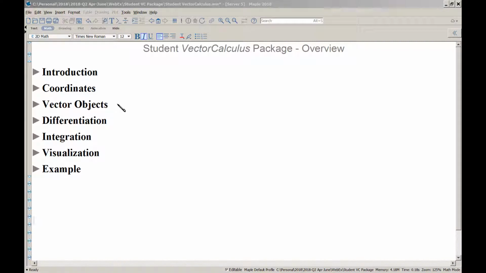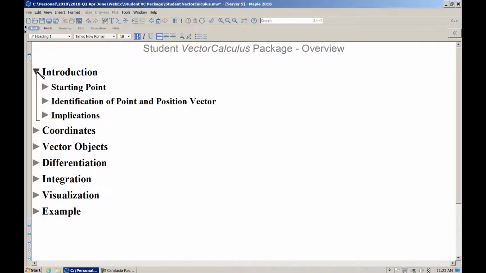To get maximum value from the many functionalities of the Student VectorCalculus package, the user must first understand its underlying structures and the relationships between them. So this webinar is designed to answer the question: what does a user need to know about this package to implement it efficiently and effectively?